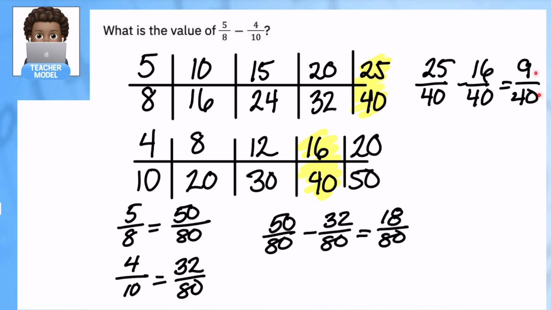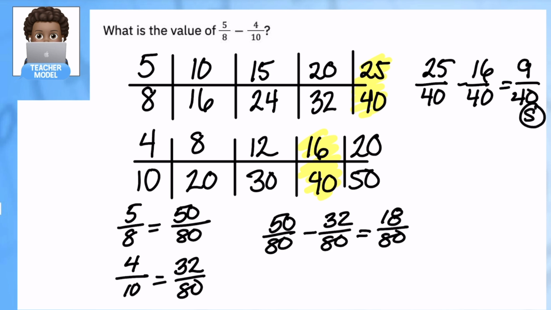With 9/40, there's no number. When I think about the factors of 9, 1, 3, and 9, those are the factors. I can't divide 40 by 3 or 9. I can divide by 1, but that's not making it any smaller. So this is completely simplified.